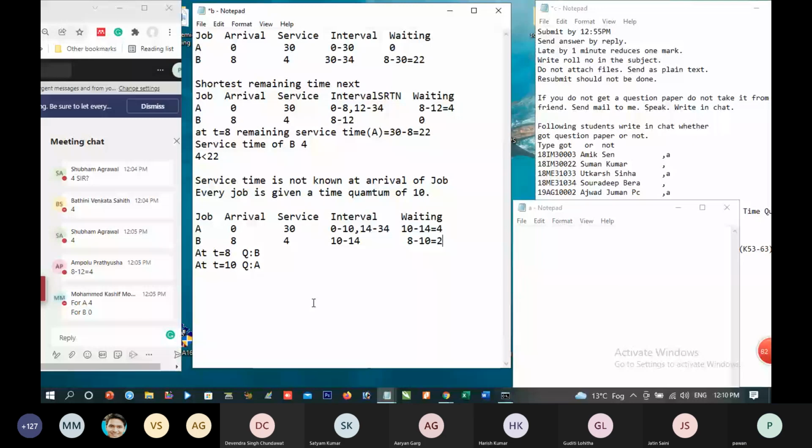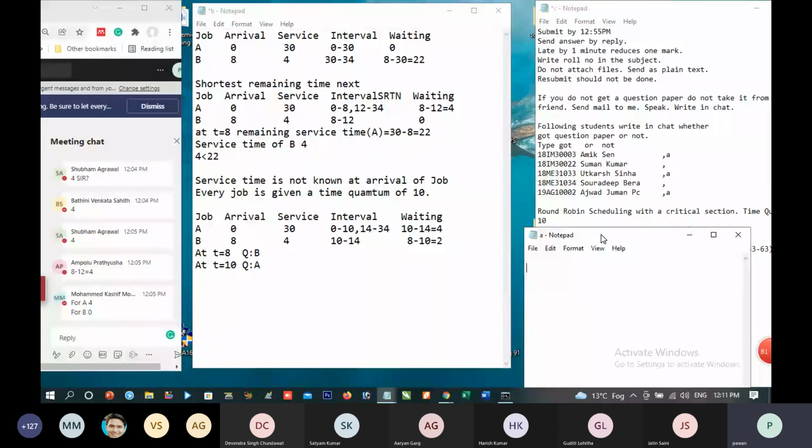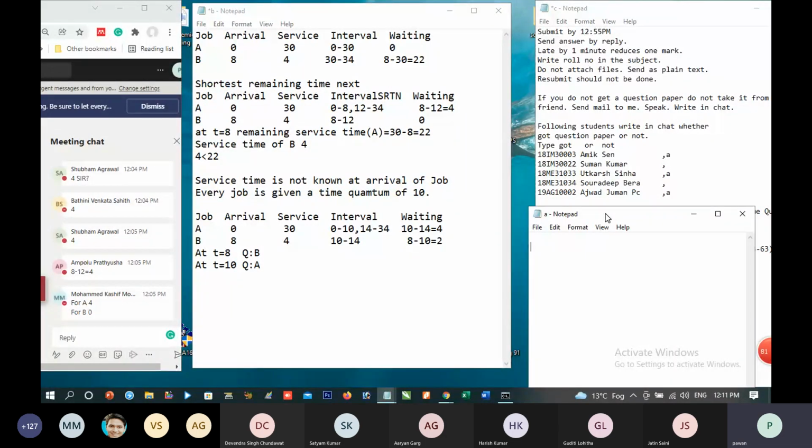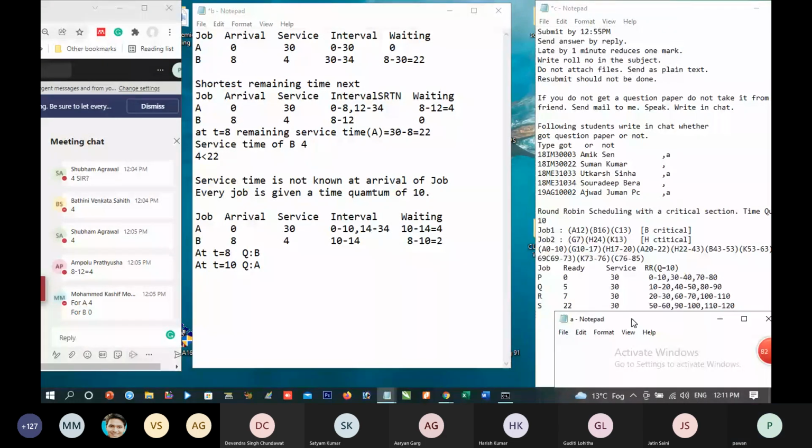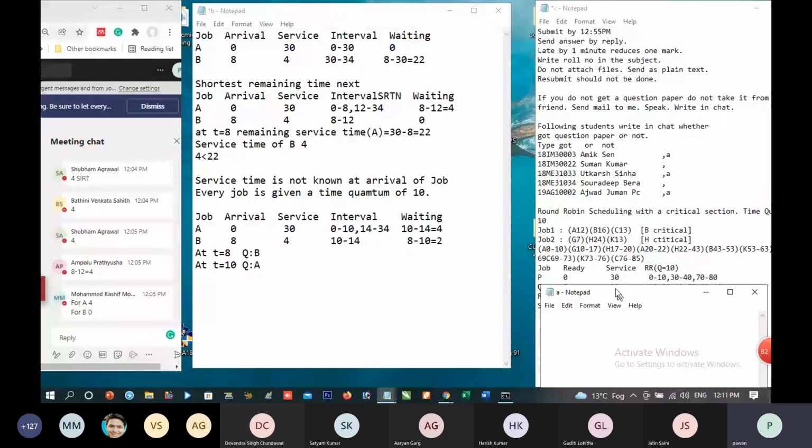Now, here, two problems arise. One queue was not found to be sufficient. And another problem was the problem of critical section. We shall see both these problems one after the other. What was the problem of critical section? We shall see to it. Let us see this.